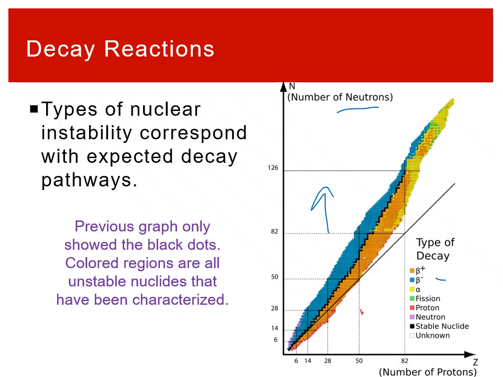Then for these things below the curve, where we have too many protons, we can see that orange, they tend to decay via positron emission. They have too many protons.